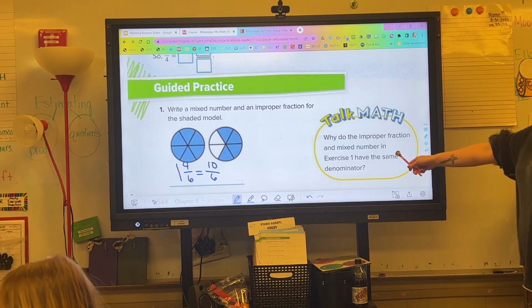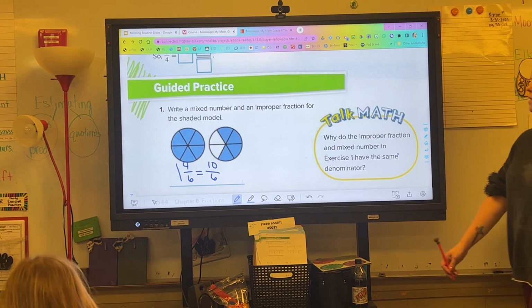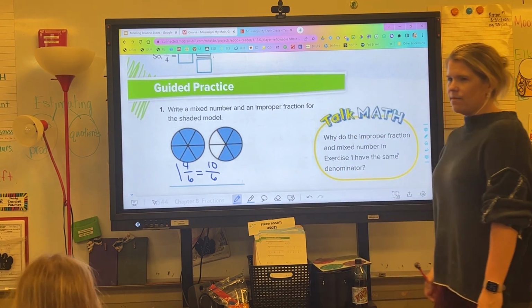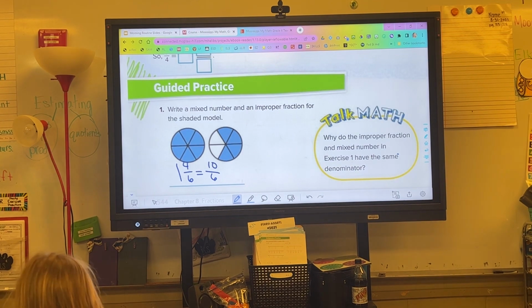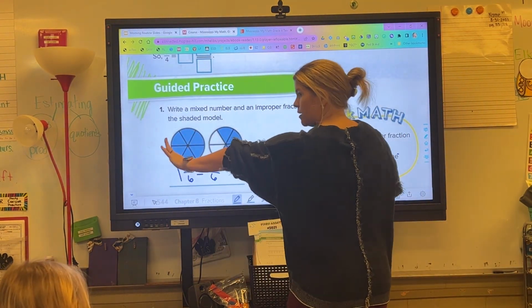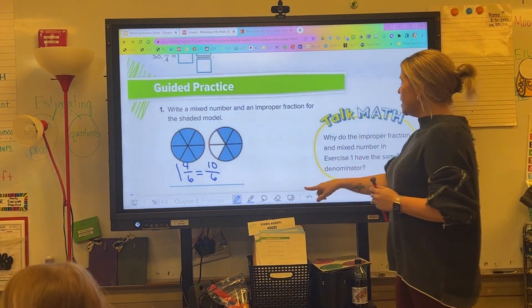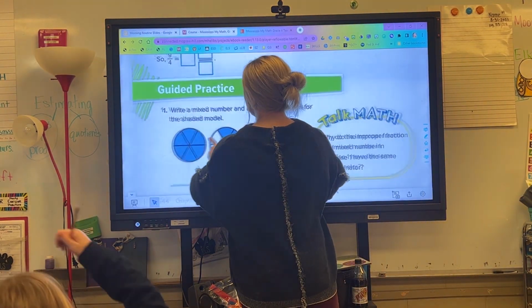Now, this is a really good question. Why do the improper fraction and mixed number right here have the same denominator? Because you don't multiply. The size of my pieces don't change. It's just I'm either making a whole with them or I'm spreading them out like I did on the board, right? Improper fraction.